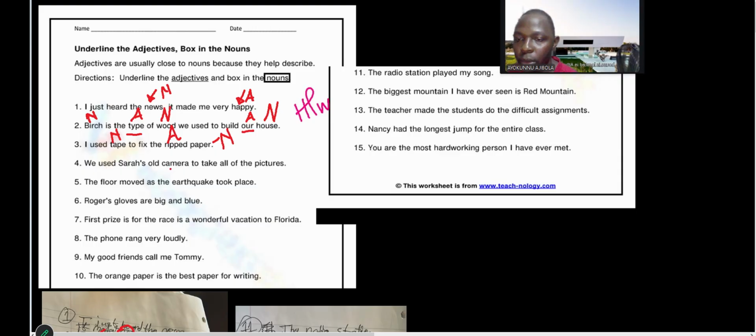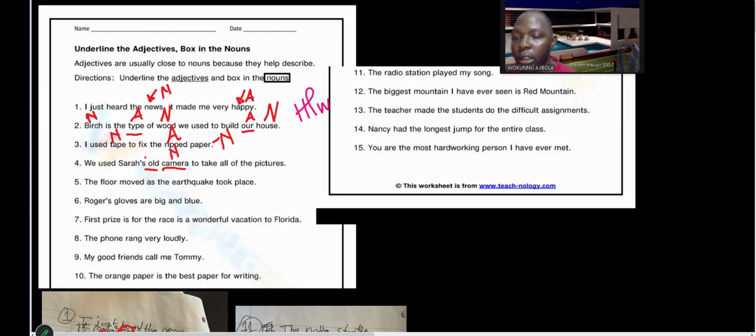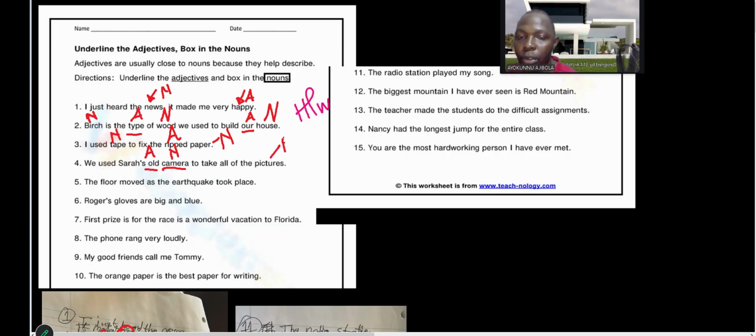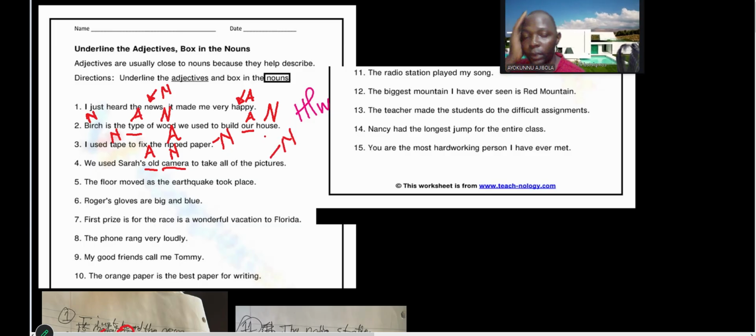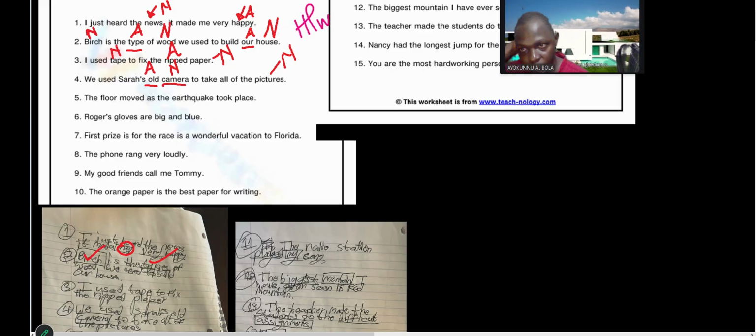Then number four: we used Sarah's old camera to take all the pictures. Now, camera is a noun. Old is an adjective. Pictures is also a noun. I would have said "the pictures," but it doesn't matter. So camera is a noun, then picture should be a noun too.